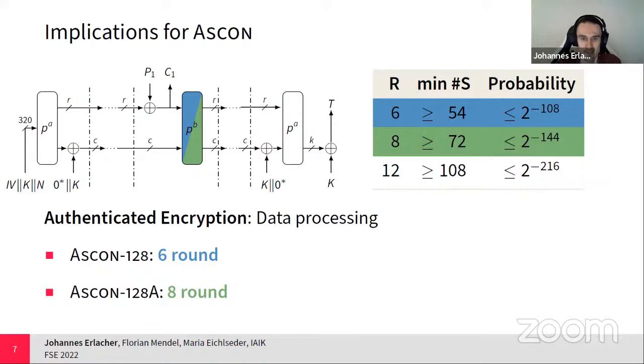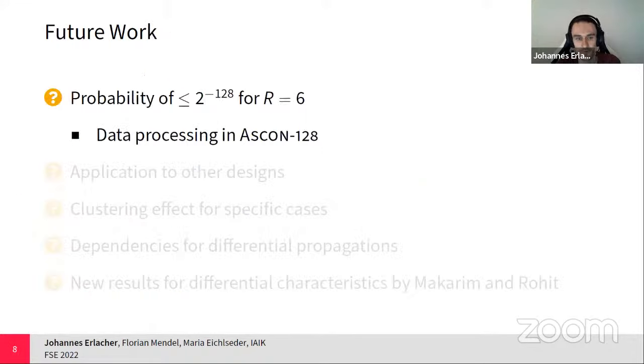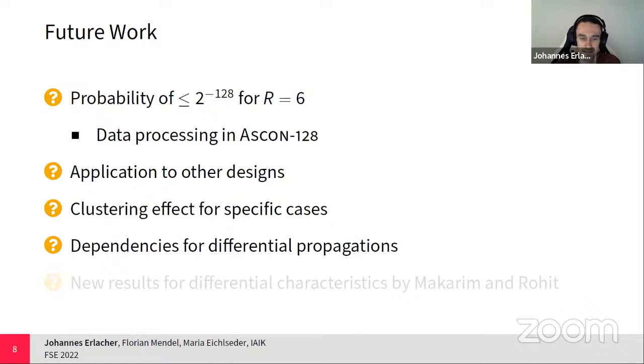For this 6 round bound especially, we would like to improve or extend it to a probability of 2 to the power of minus 128, if possible, in order to provide an even stronger security argument for schemes using 6 rounds of the permutation. Other potential follow-up work would include applying this approach to other designs sharing a similar structure to ASCON, as well as utilizing the SAT model to potentially evaluate the clustering effect for specific cases or potential dependencies for differential propagations.